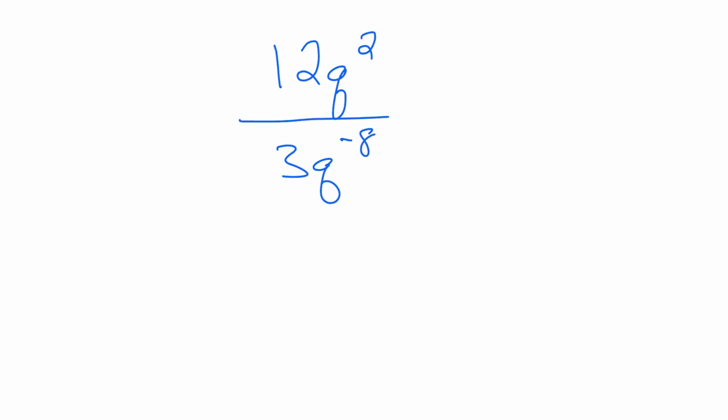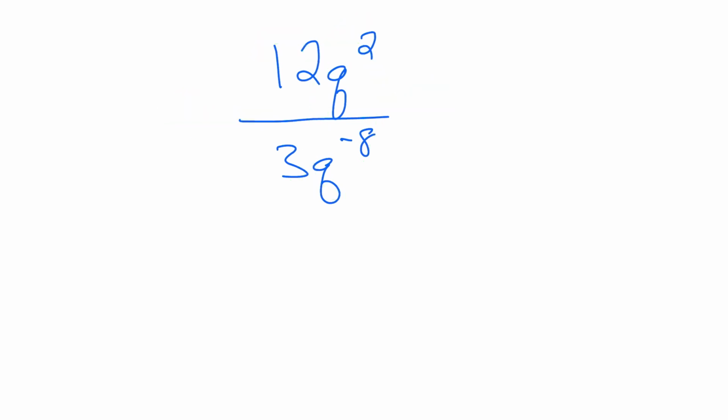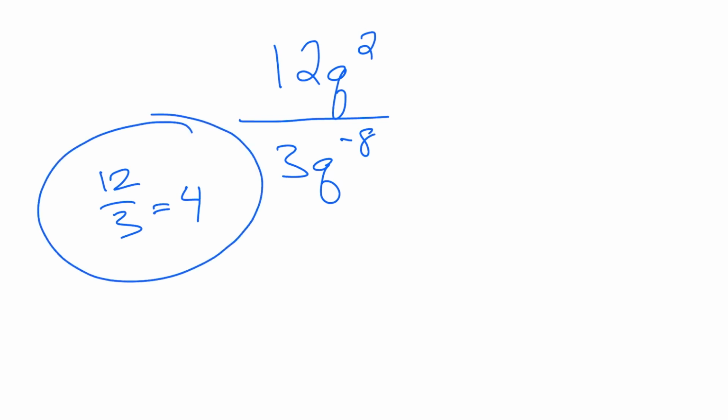All right, again, we're going to think about these in pieces. We're going to put the numbers off to the side and the q's off to the other side. So let's simplify this in parts. 12 divided by 3, that's easy, it's just 4. So that simplifies to be 4. All right, now let's look at the q's. Okay, we end up with q squared over q to the negative 8th power.